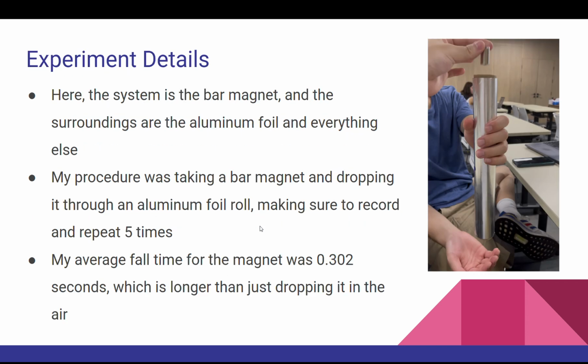For experiment details here, the system is the bar magnet itself. Everything else is surroundings, including the foil and everything else that surrounds or causes a force on the actual magnet. My procedure was taking a bar magnet and dropping it through the aluminum foil 5 times, making sure to record the amount of time it takes to fall down the entire thing, and record the average total as well, which was in fact 0.302 seconds, which is longer than it takes to just drop it down in plain air, for example. So it is in fact a visible, tangible force on the bar magnet's motion based on the magnetic flux of the induced current within the aluminum coil.